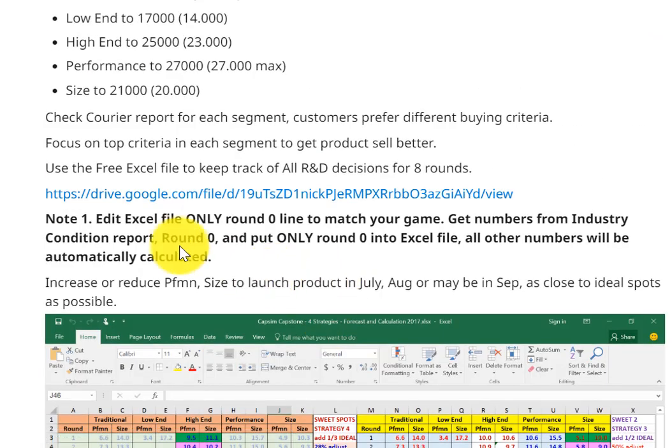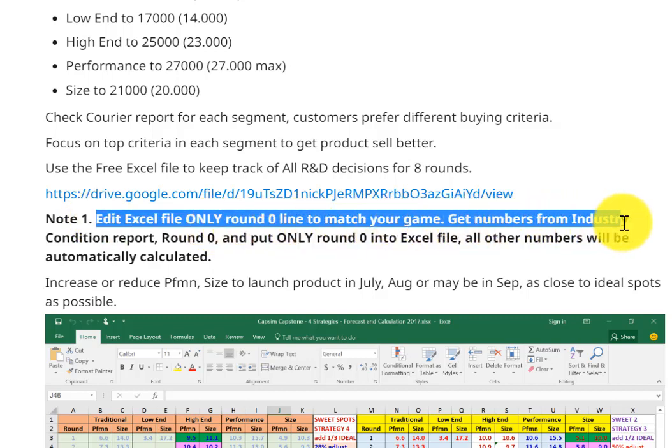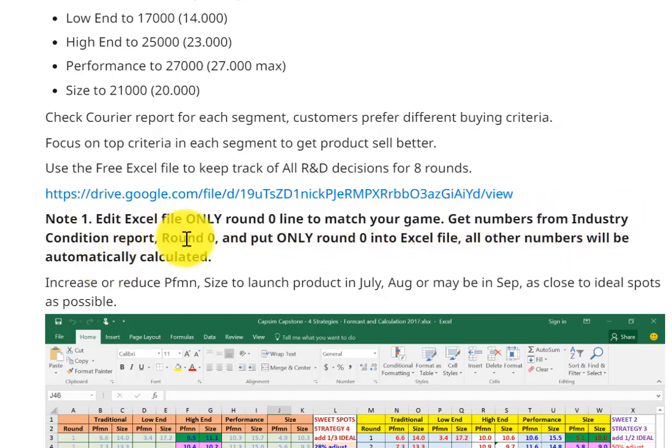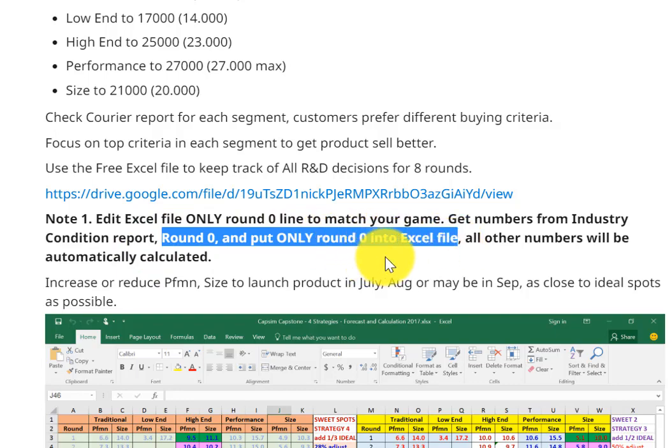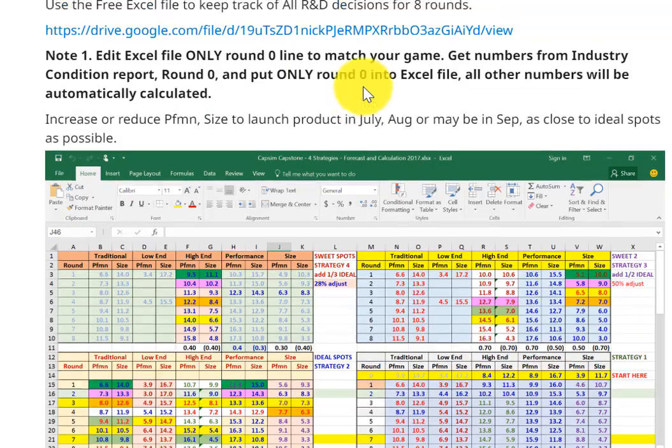Remember that is very important. Edit the Excel file only one round to match the game. Get the numbers from the industry condition report round 1 and put them into the Excel file. All numbers will be automatically calculated, and the Excel file you can download free here.